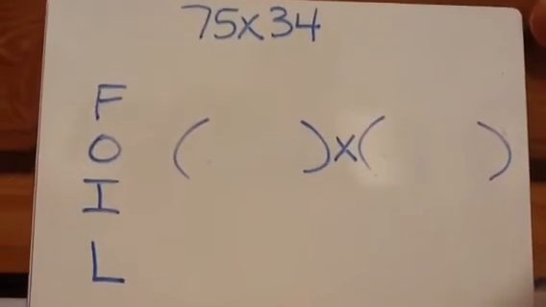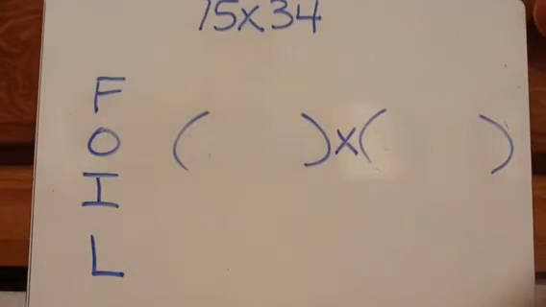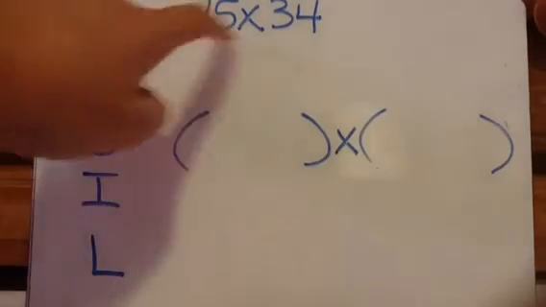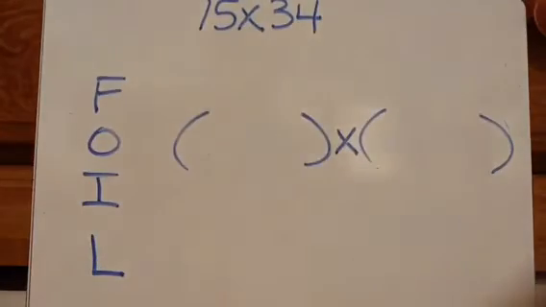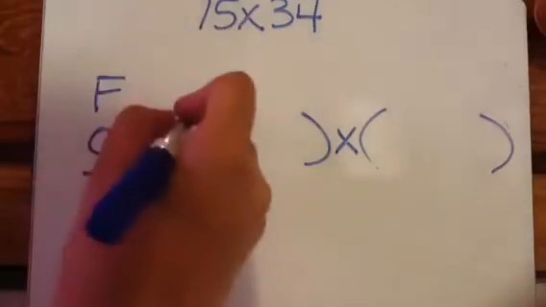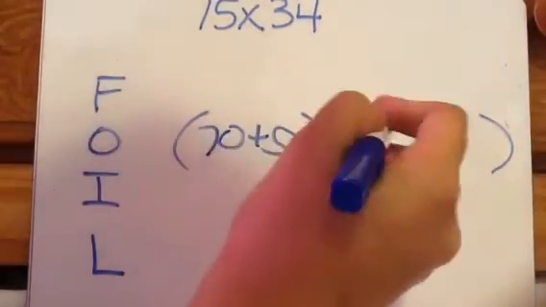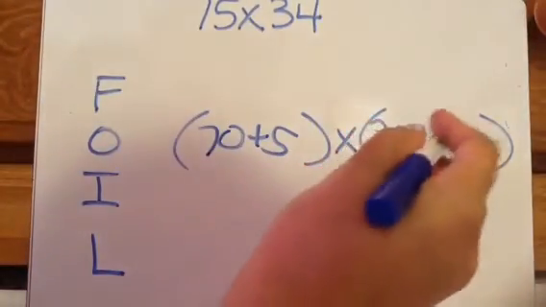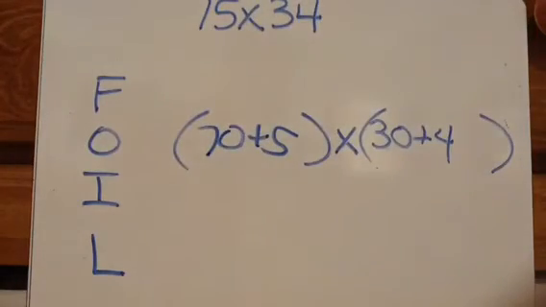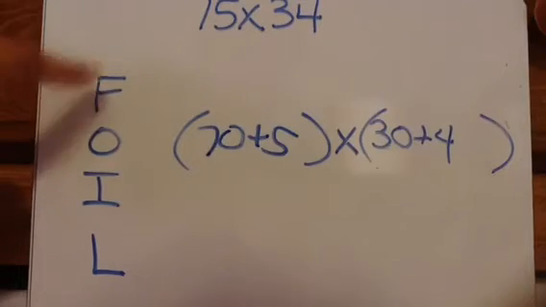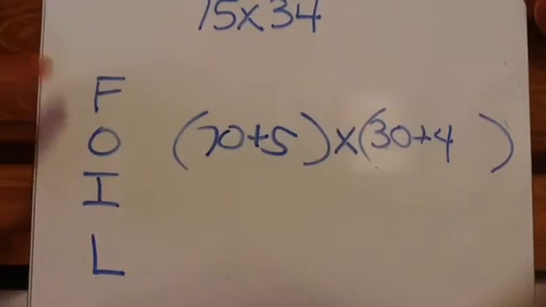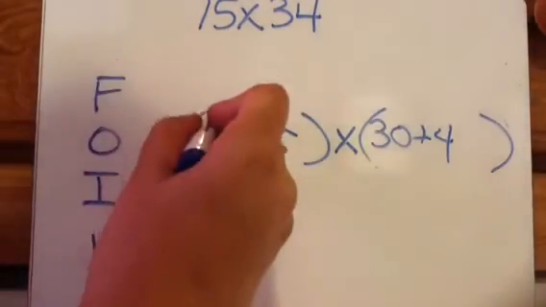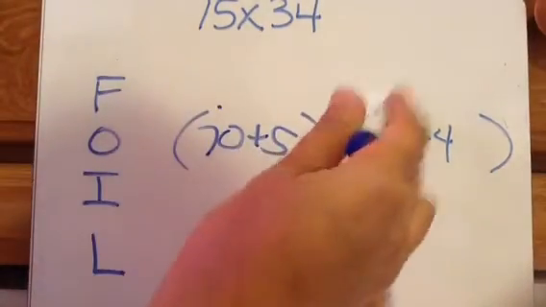Let's do 75 times 34 using the distributive property method. First step, I want you to break apart these two and put them in the parentheses. Press pause and press play when you're ready. Okay, 75 broken up is 70 plus 5. 34 broken up is 30 plus 4. Okay, next step I want you to do is just multiply the first numbers in the parentheses. The first numbers are 70 and 30.